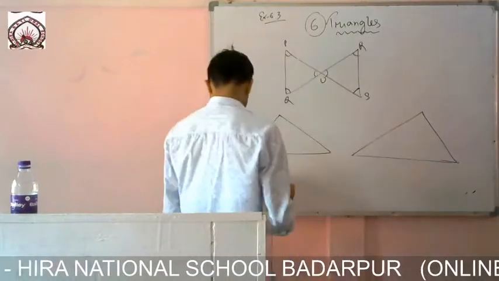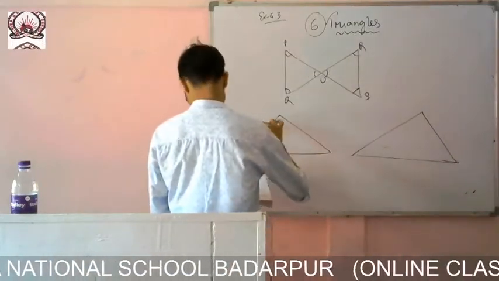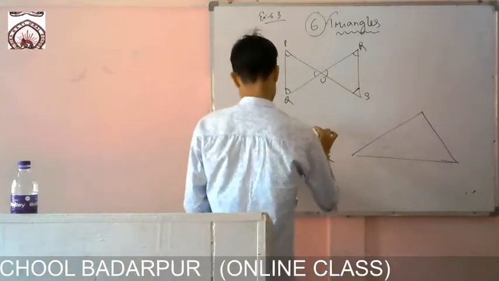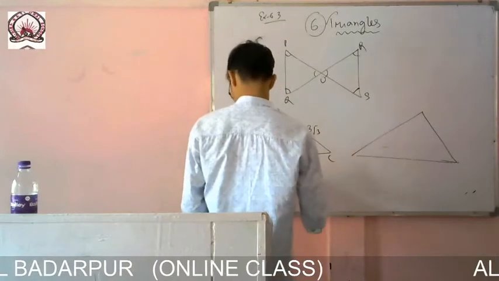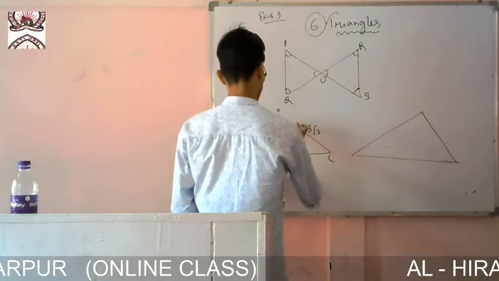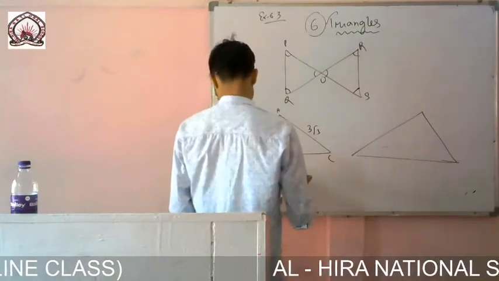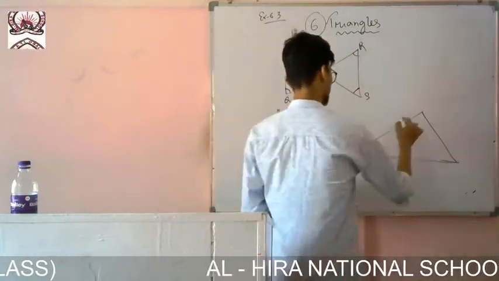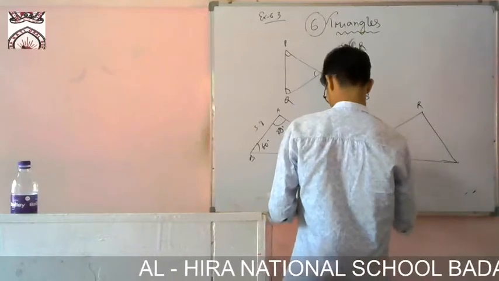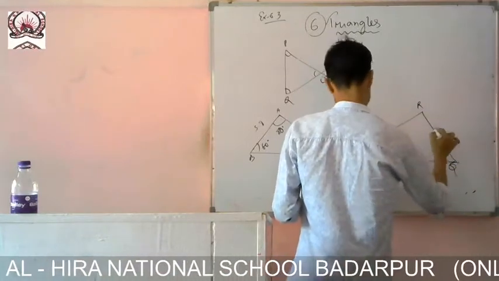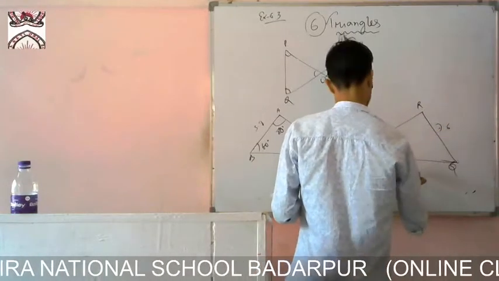Okay, if you see carefully, it is given 3.8, then A, B, C, 3 root 3, then this one 80 degree, this one 60 degree, this one 6, this one R, this one P, this one Q, this one 6 root 3, this one 7.6, this one 12.